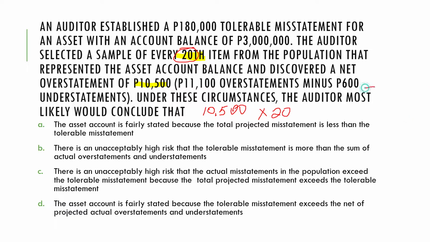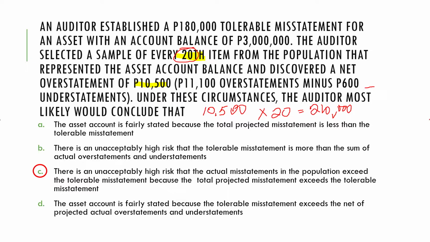Ergo, in this case, our projected misstatement is 10,500 times 20. That should be 210,000. So projected misstatement is 210,000 versus your tolerable misstatement of only 180.